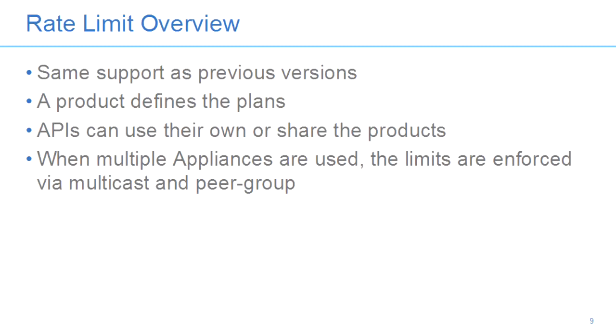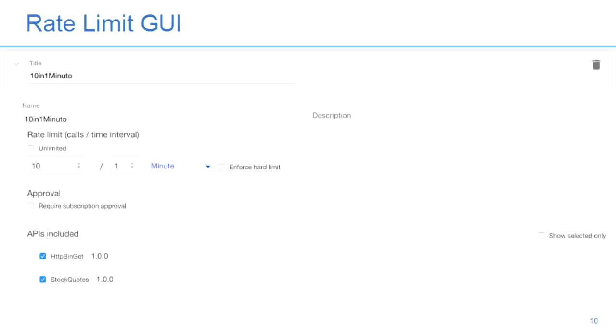A product itself defines the plans or contains the plans, and within the plan, you add the APIs that are under that plan, if you will. So here, for example, I have a plan, and I said, okay, this plan applies to these APIs, the HTTP bin get and the stock quotes APIs down here, and each one of those gets 10 requests in a minute.